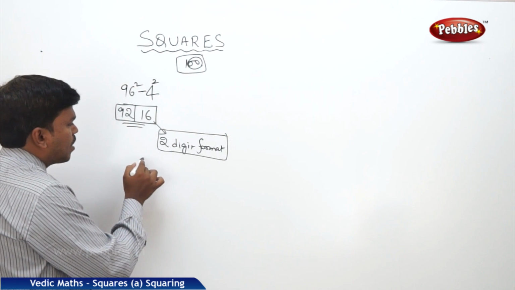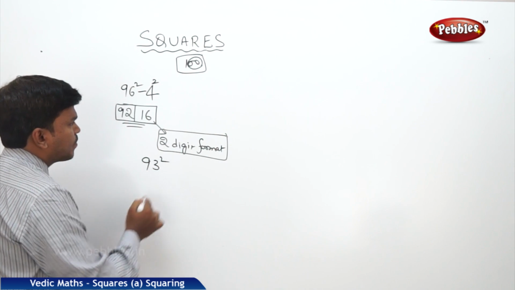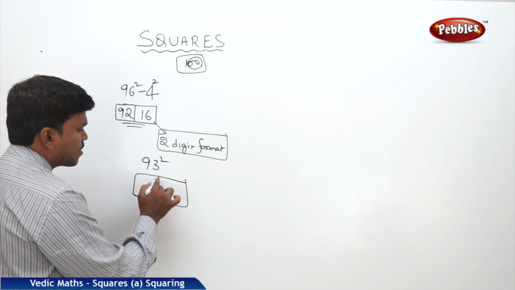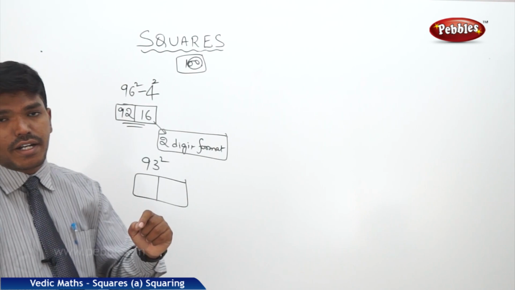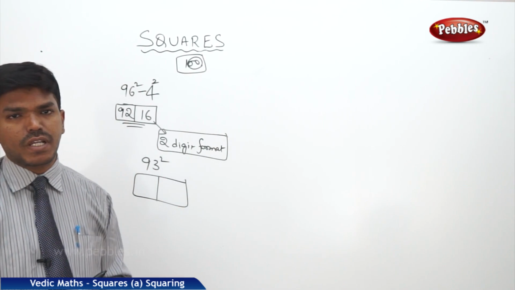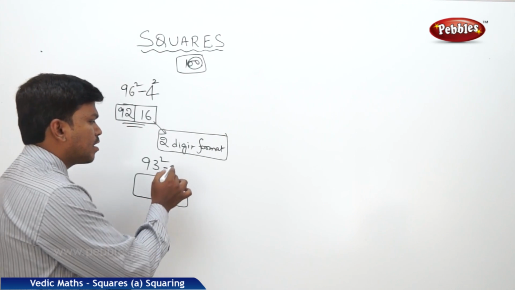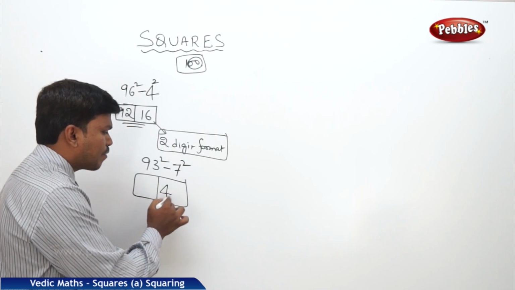Okay. Now, one more example. Suppose I need 93 square. Same, draw two boxes like this. 93, if you compare with the base 100, is it more or less? It is less. So put a minus symbol. And how much less? 7. So write 7 here. What is 7 square? 49. Write in the right side box.